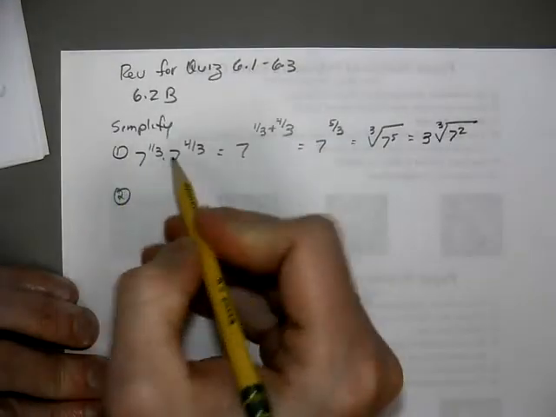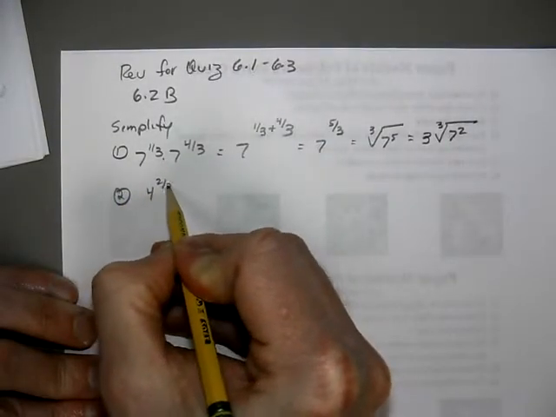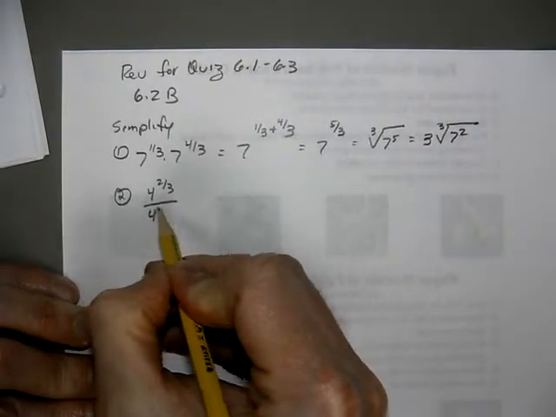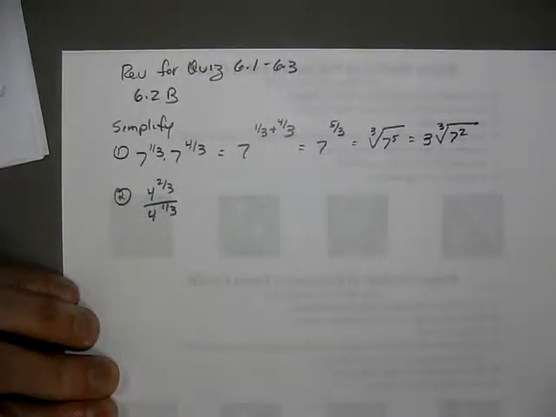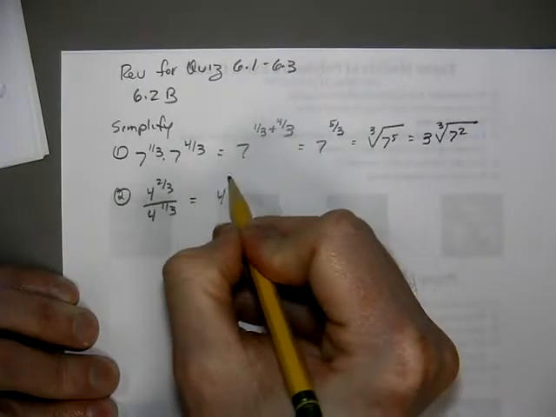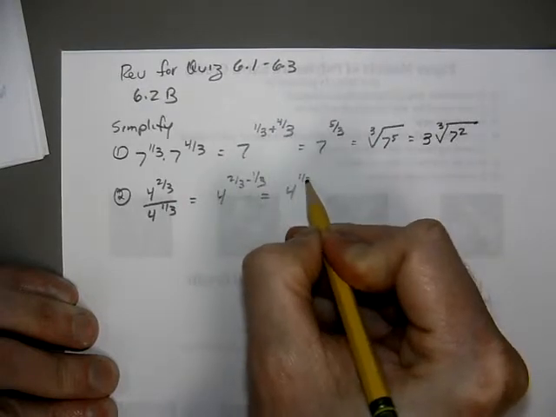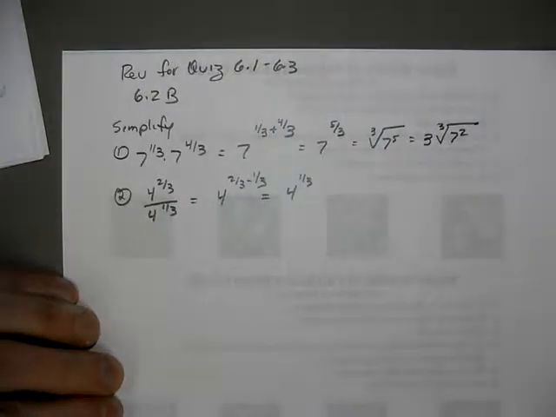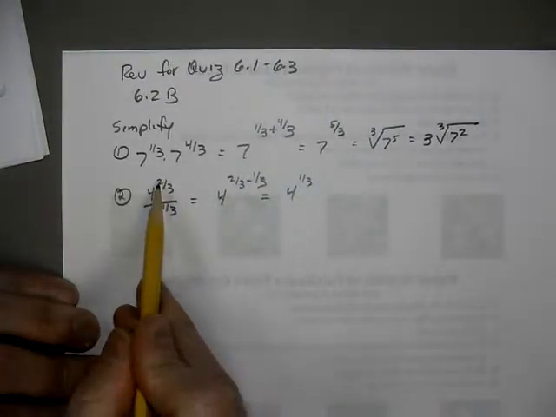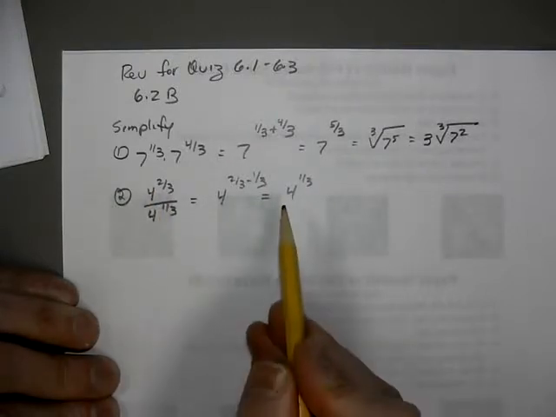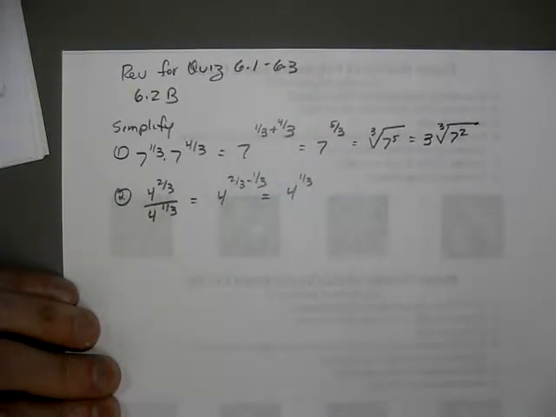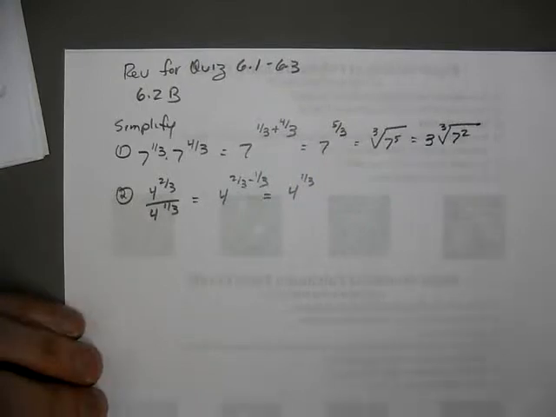Number 2, this is 4 to the 2/3 over 4 to the 1/3. Again, you have the bases the same, so you're going to subtract to get 4 to the 1/3. Since the questions are starting in fractional exponents, I'd suggest to leave it in fractional exponents. Either way would work.